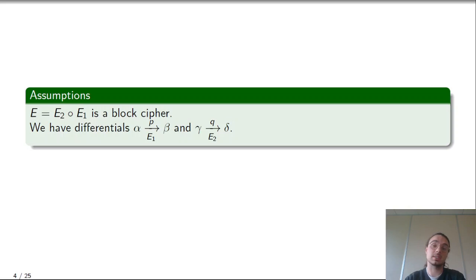Boomerangs are a technique first used by Wagner in 1999 to attack block ciphers. To explain it, we will use two high probability differentials on the block cipher. So we have the first one going from alpha to beta with probability p over the first half of the block cipher, and then a second one going from gamma to delta with probability q over the second half.